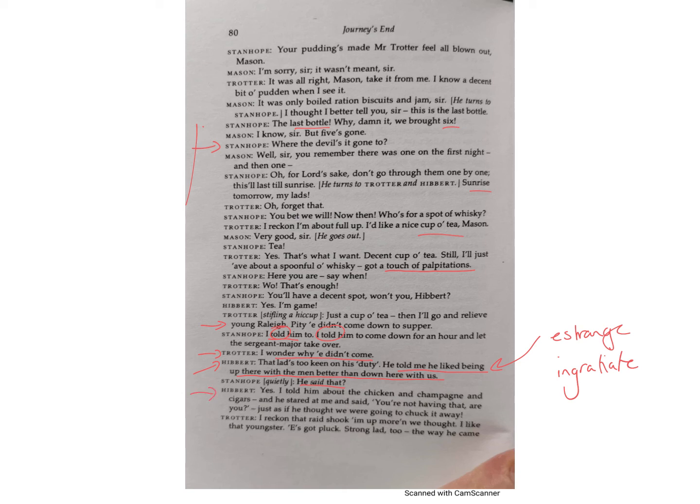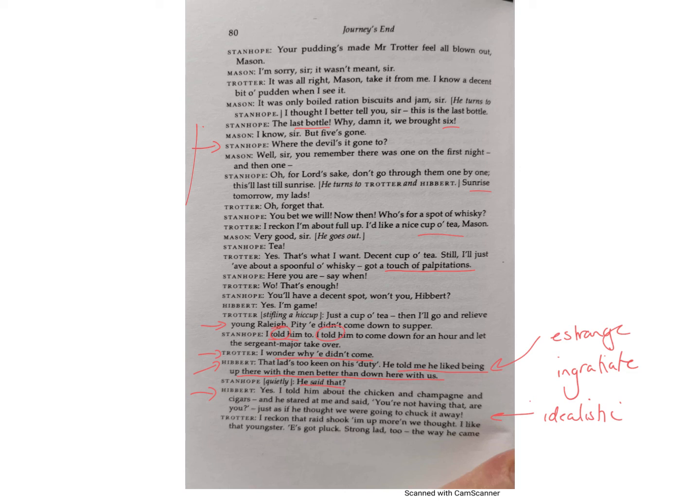So Hibbert emphasises, yes, I told him about the chicken and champagne and cigars, and he stared at me and said, you're not having that, are you? Just as if he thought we were going to chuck it away. So this is an idea of, again, Raleigh being idealistic. He has started to realise that the men's cooperation, the men's good spirits, is the approach that the Colonel was taking in the previous scene. It doesn't quite matter who died or what the cost was. Well done, this is a feather in our caps, have some champagne, be prepared to do it again. And Raleigh is seeing these goods almost as blood money, something they shouldn't have taken, should not be enjoying. It's a kind of payment that isn't acceptable for what's happened.